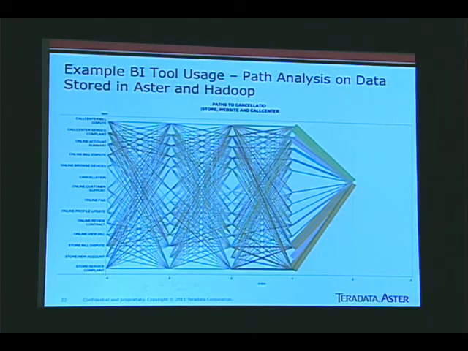So in this case, we are looking at path analysis on data that is partially stored in Aster and partially stored in Hadoop. So on the left-hand side, there's a set of events. The user in this case is like a user of wireless provider services. And the event on the right-hand side is a cancellation event where he's canceled the service. And the points in the middle map all the points of contact that the user has had with the wireless provider, whether it's in store or online or somewhere else.